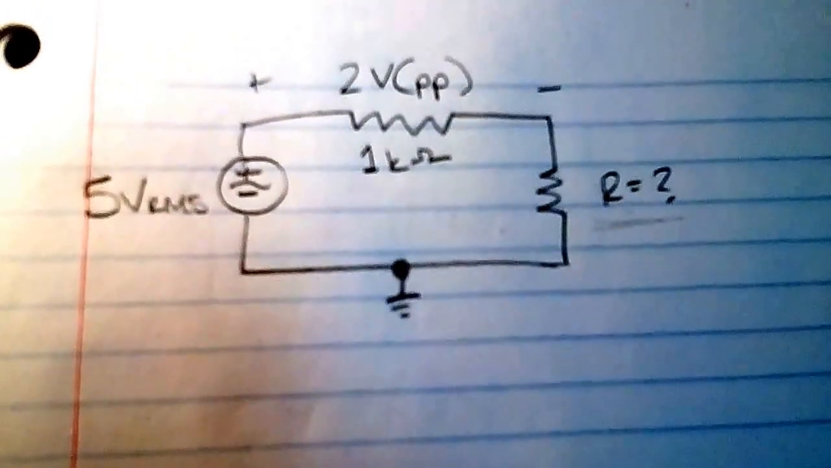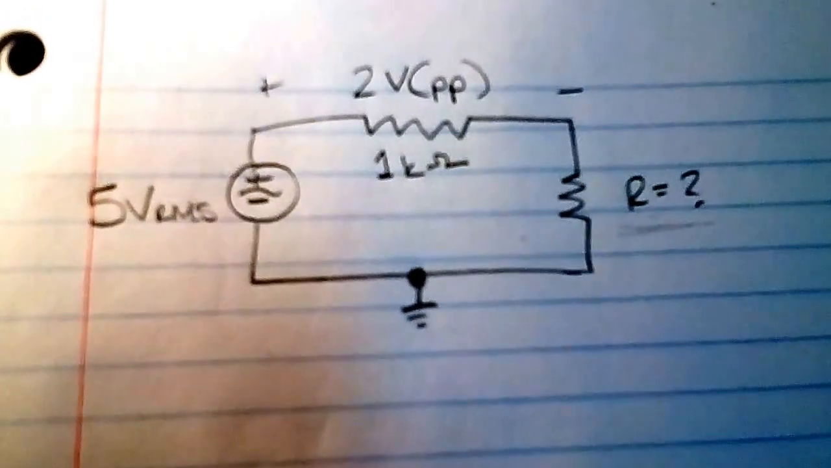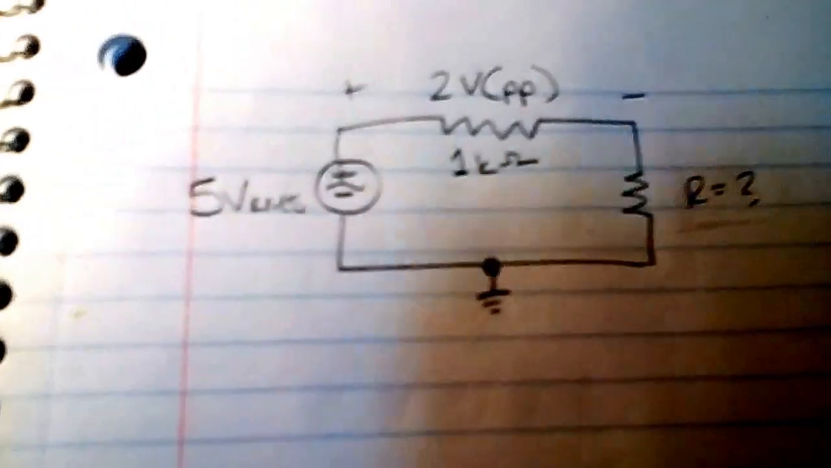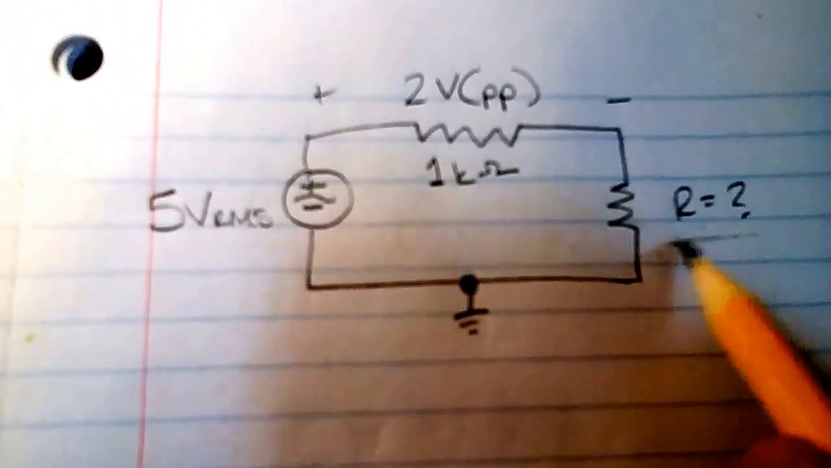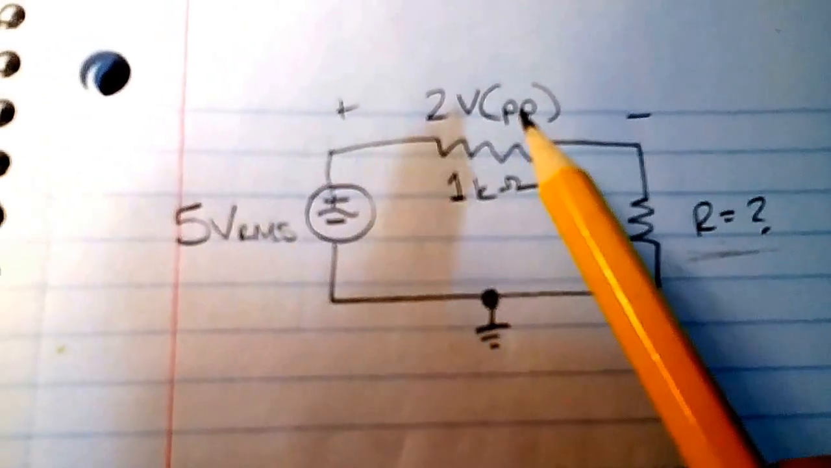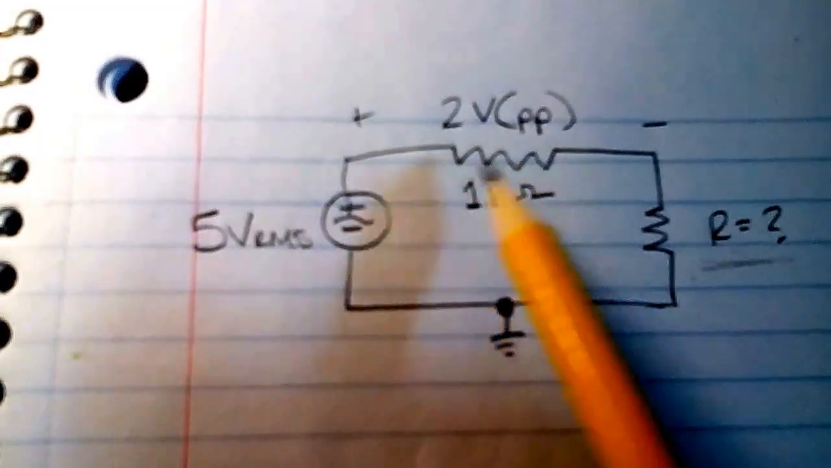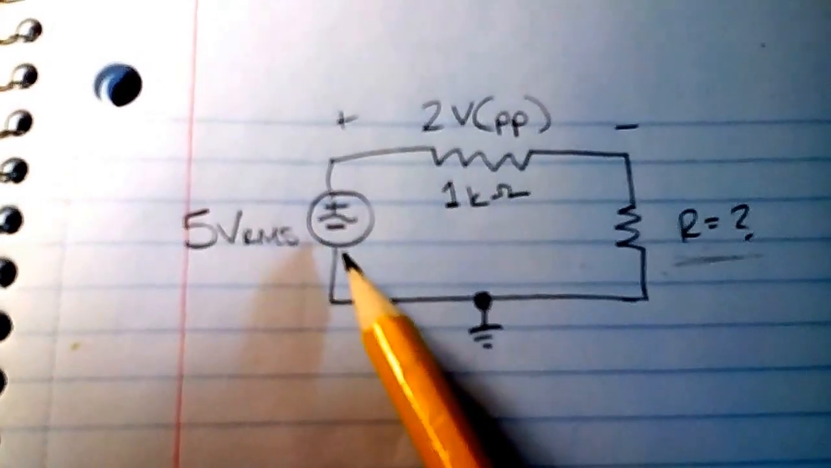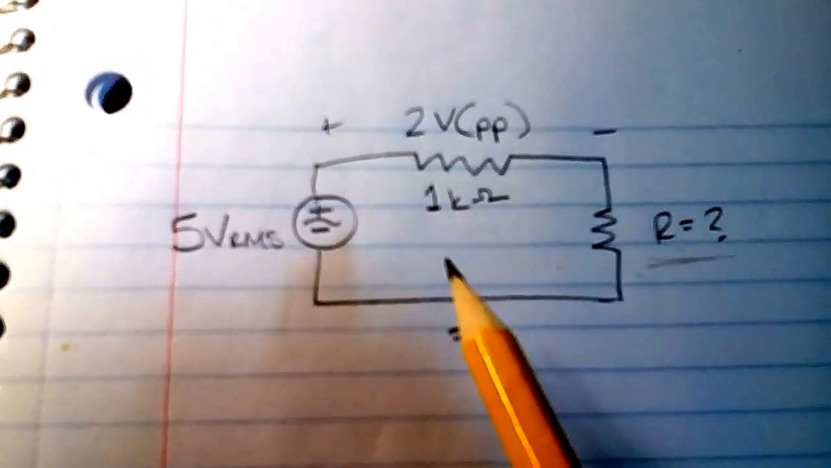Okay, so we've got a circuit diagram here with a voltage source and two resistors in series, and what we want to find is the value of this resistor that will cause a 2 volt peak-to-peak voltage across this 1 kilo ohm resistor when we apply 5 volts RMS AC voltage to this little circuit.